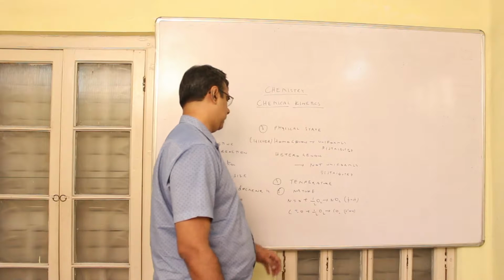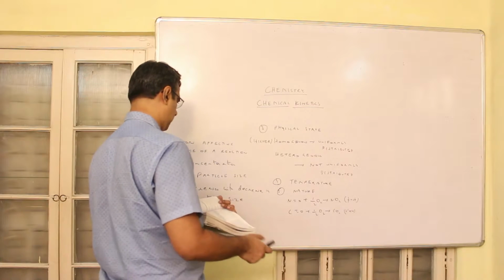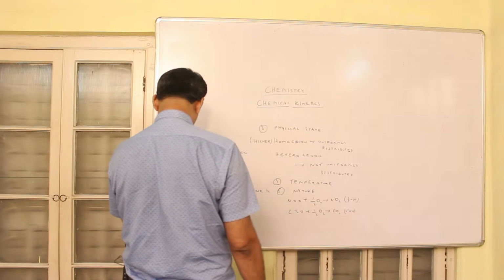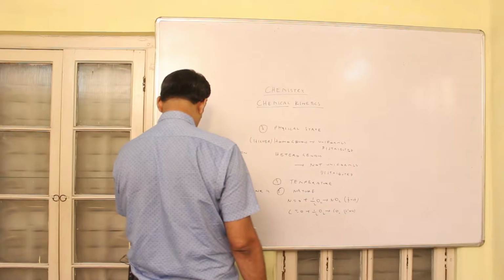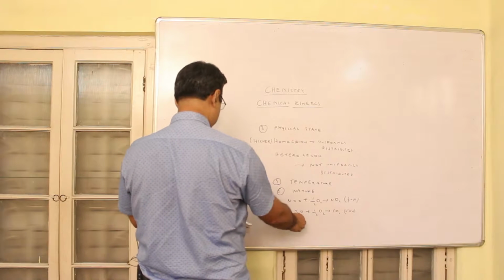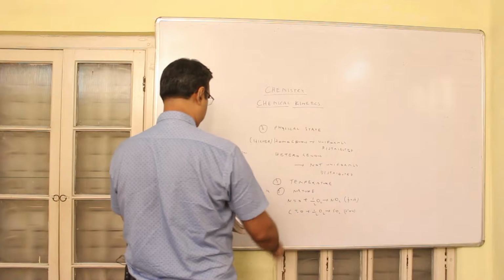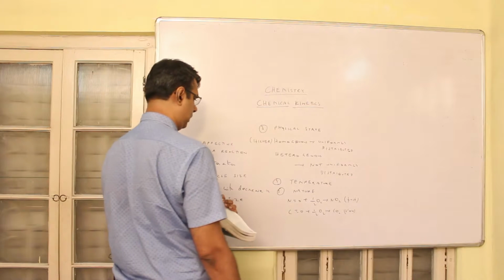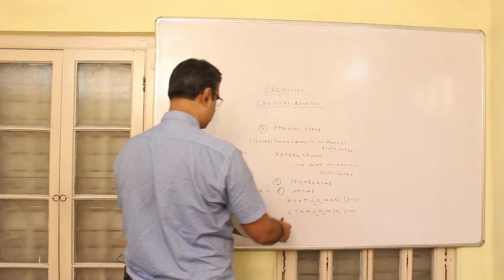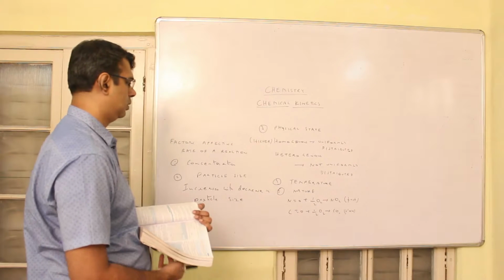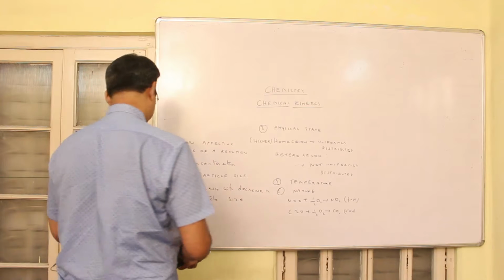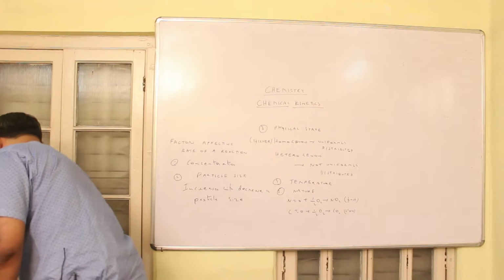So we can say that since you have to break two bonds over here, the bond dissociation energy of carbon monoxide will be higher than the bond dissociation energy of nitric oxide, and that is why the second reaction is slower. So the rate of the reaction depends on the nature of the reactants.